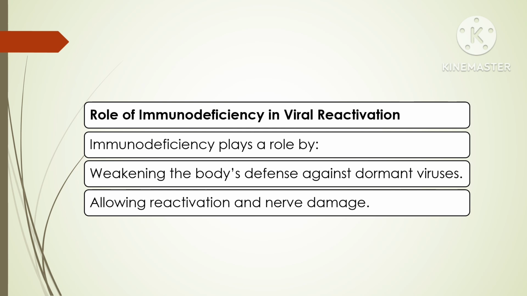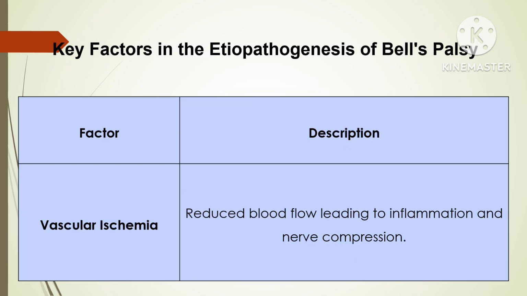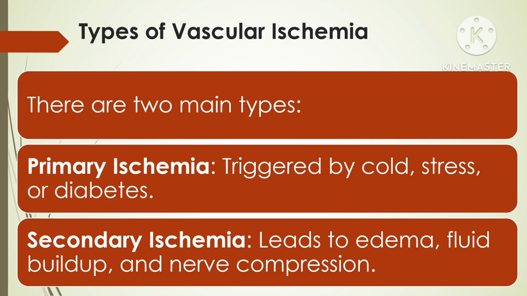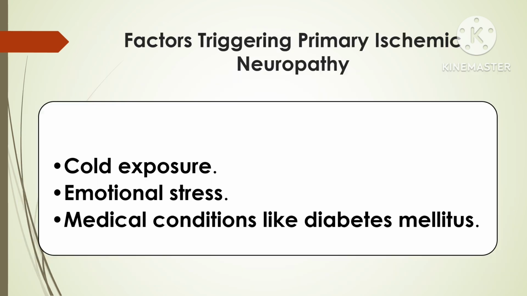Vascular ischemia, the reduced blood flow to the facial nerve, is another factor which may be responsible for Bell's palsy. There are two types of ischemia: the primary and the secondary. The primary ischemia is triggered by cold, emotional stress, or conditions like diabetes mellitus, which cause nerve inflammation due to vasospasm. And secondary ischemia results from increased fluid accumulation leading to edema and nerve compression.